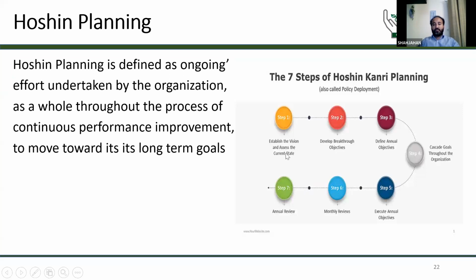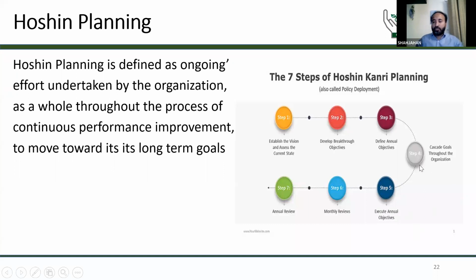First of all, establish the vision and assess the current state. We will see what we want to do, what is our vision, and currently where we are. And after that, we will develop breakthrough objectives. We will divide the things, how we will divide the goals and to whom we have to give. And then we will define what the annual objectives are, that we start the hospital now, what our goals are to be accomplished next year.